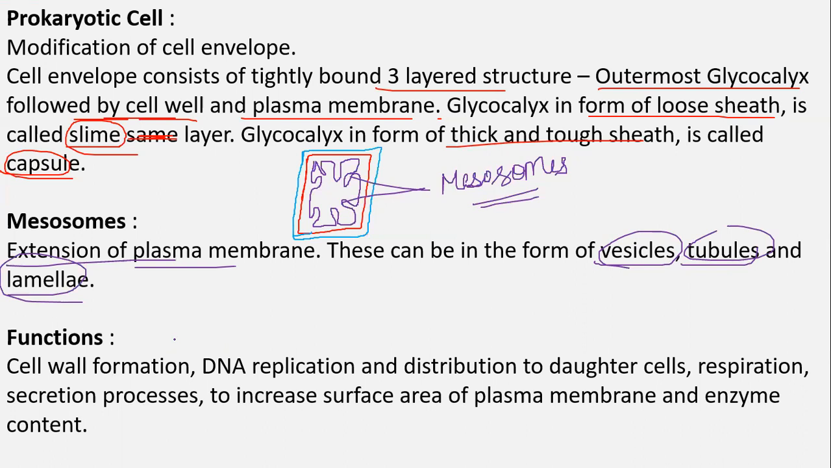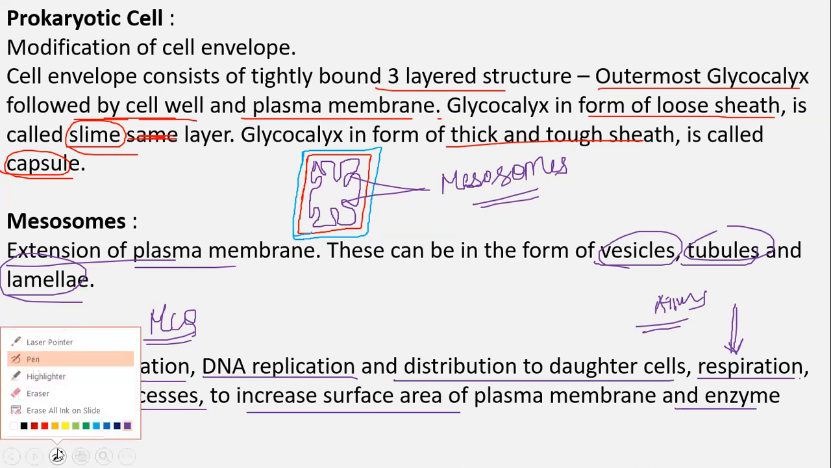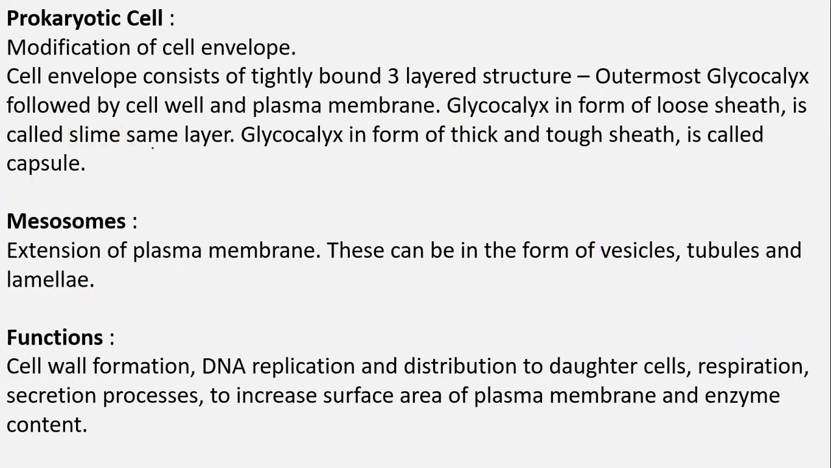What are the functions of the mesosome? Previous year MCQ question. They help in cell wall formation, DNA replication, distribution to the daughter cell, and respiration. The structure present in the prokaryotic cell which is similar to the mitochondria in the eukaryotic cell is the mesosome. Very important AIIMS question. Also secretion, increasing surface area, enzyme content, etc. Okay, everyone, these are some of the important points which come in this slide.